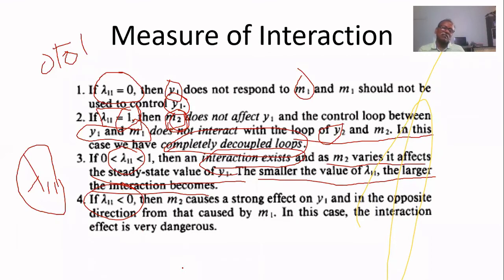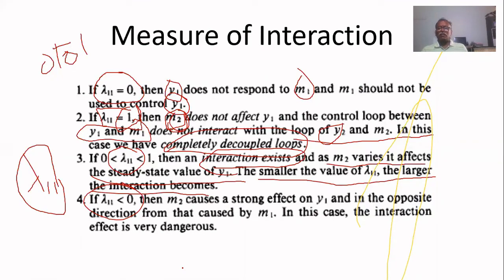If lambda 1 1 is less than 0, then m2 causes a strong effect on y1, in the opposite direction from that caused by m1. m1 tries to move, for example in a temperature process, m1 tries to increase the temperature, m2 tries to decrease the temperature. For example, you can notice this between the steam flow rate and feed flow rate. If steam flow rate increases, temperature will increase. Let us assume that m1 is steam flow rate and y1 is temperature. If m1 increases, y1 also increases.